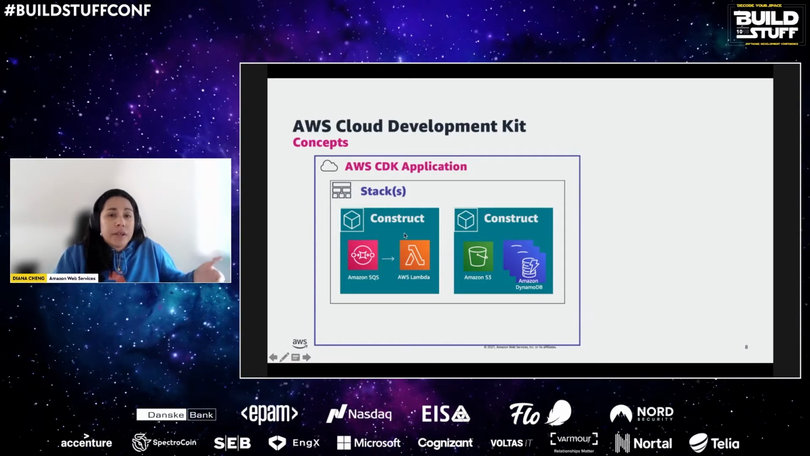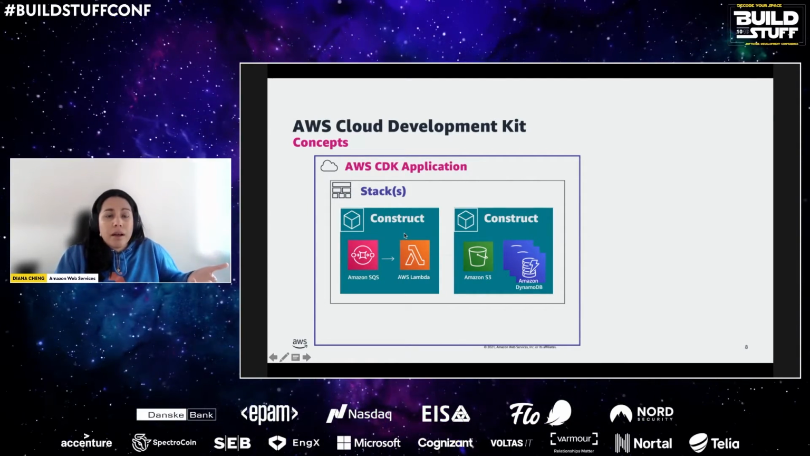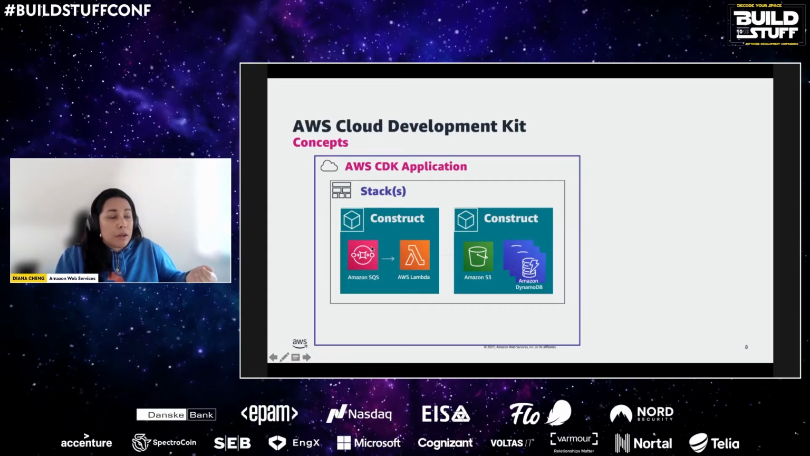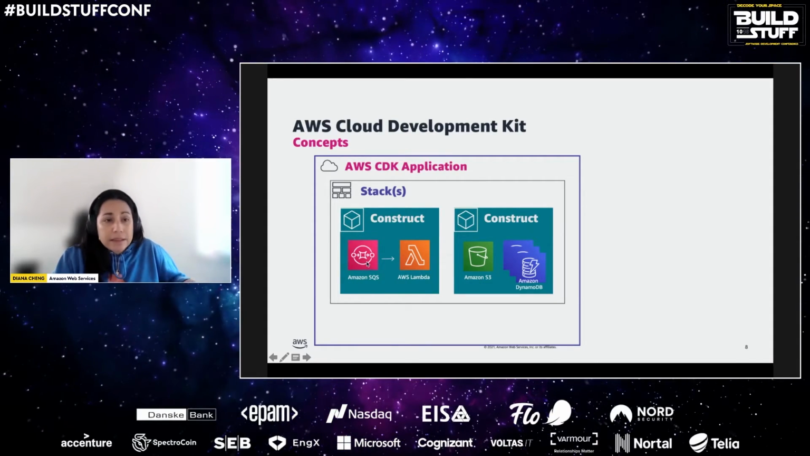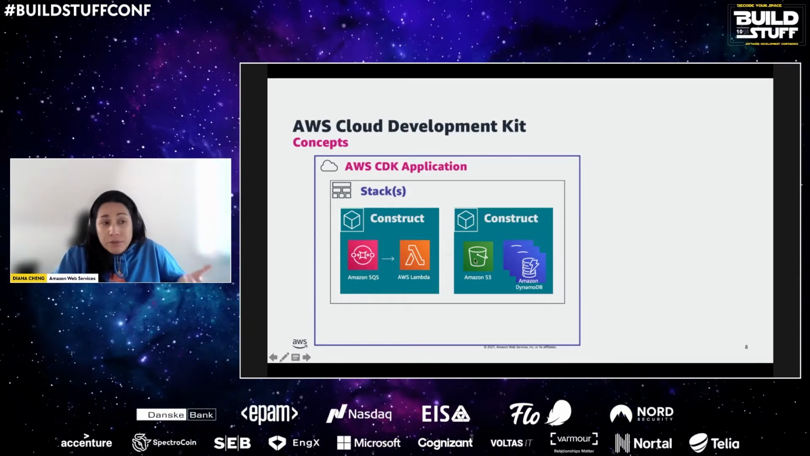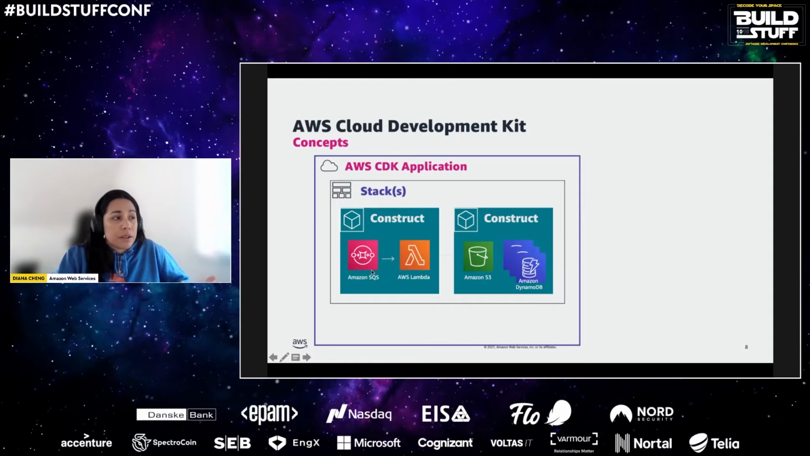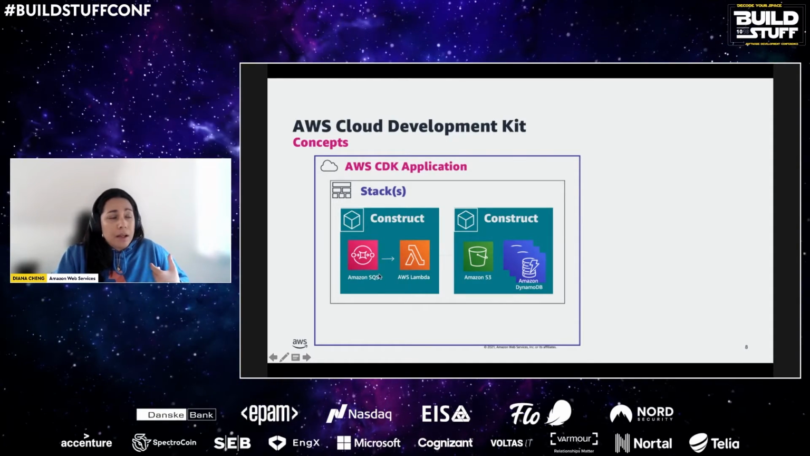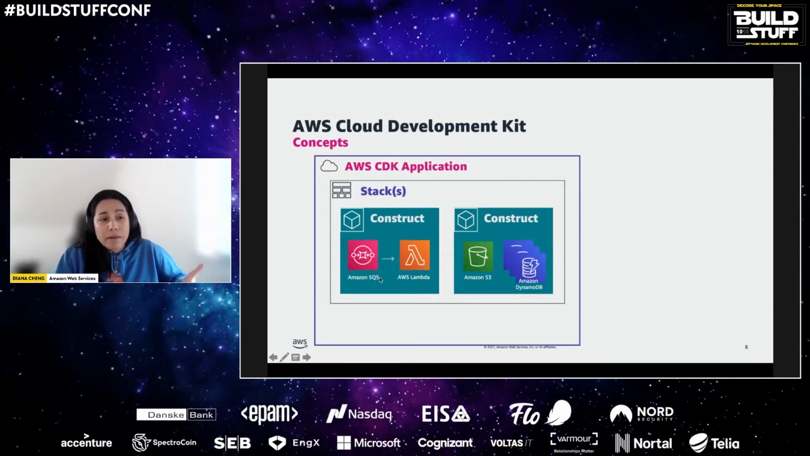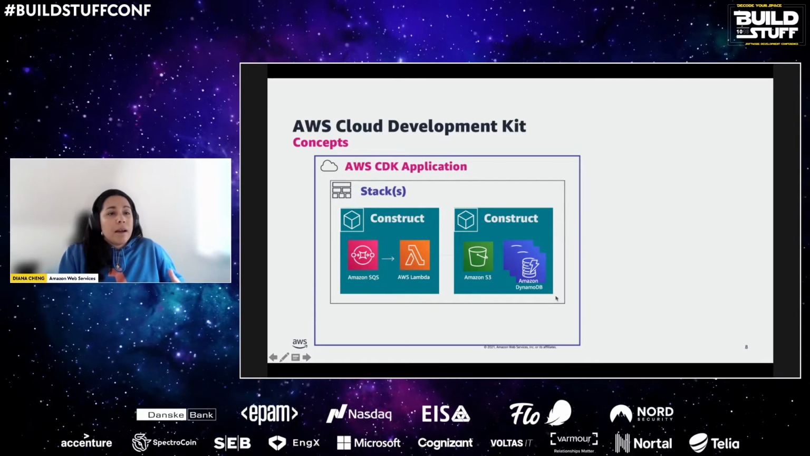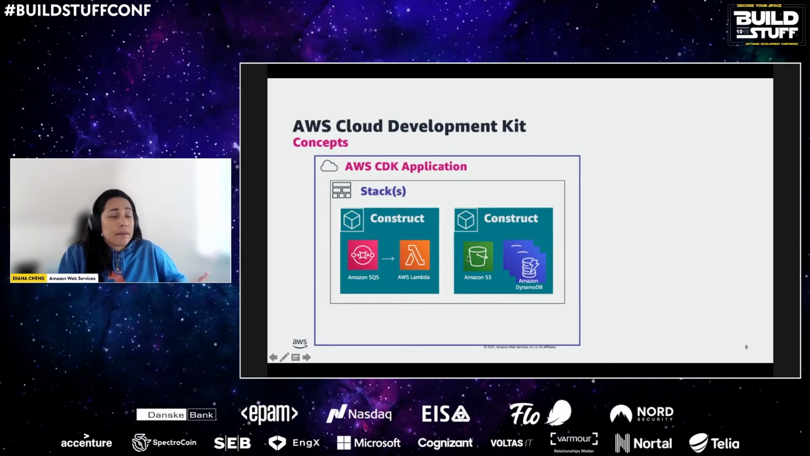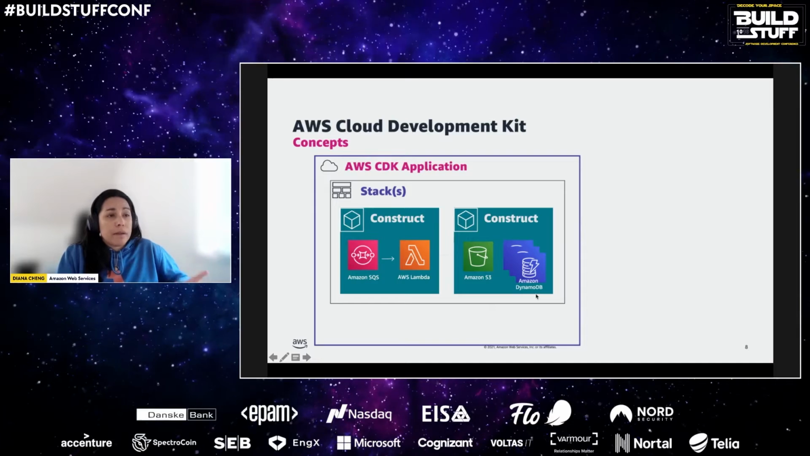A construct is really the key abstraction. It's the key concept in the CDK programming model. The construct is where we're going to define the configuration of our cloud resources, where we're going to instantiate our cloud resources. It could be an S3 bucket, for example, or it could be an SQS queue that a Lambda function is listening to in order to get triggered when new messages start arriving into this queue.